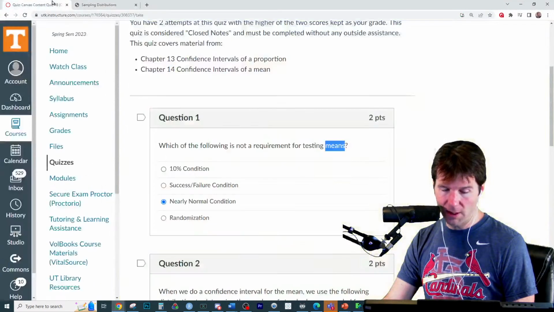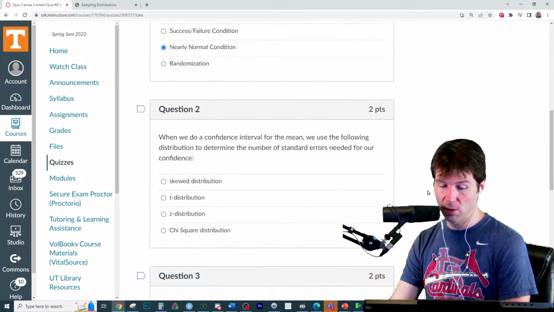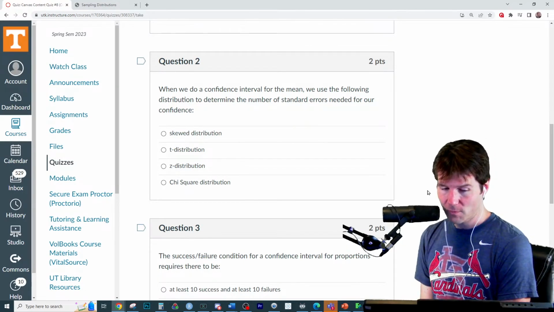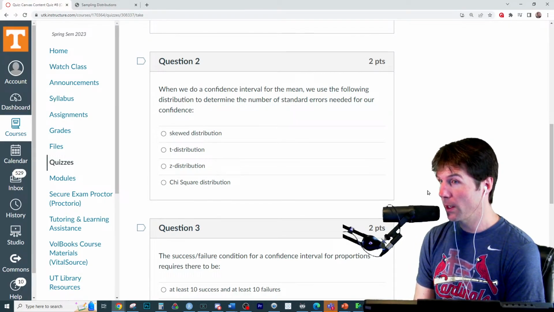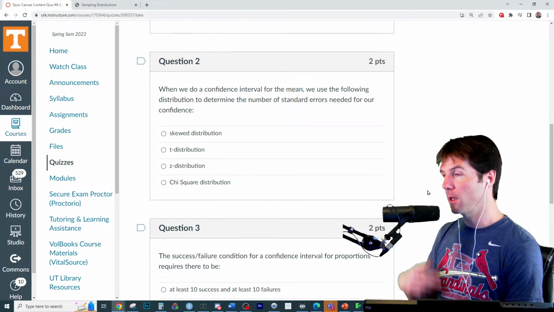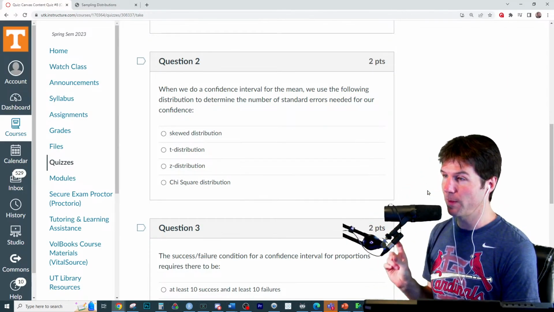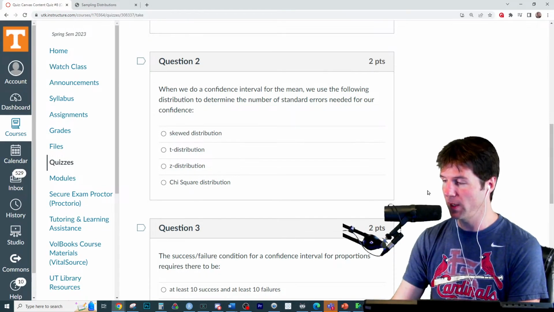Once again, all these ideas of what are these conditions, what do they mean, and how do they apply to us doing our work. And so here we are with a very good question. When doing a confidence interval for the mean, we use the following distribution to determine the number of standard errors needed for our confidence. Now be careful, this doesn't say standard deviations, and it says a confidence interval for the mean. So the answer actually lies in the work we were just previously doing, and also in the formula for the confidence interval for the mean.